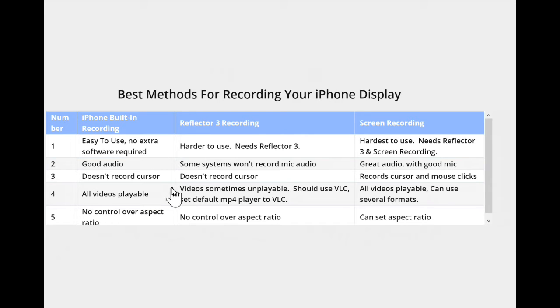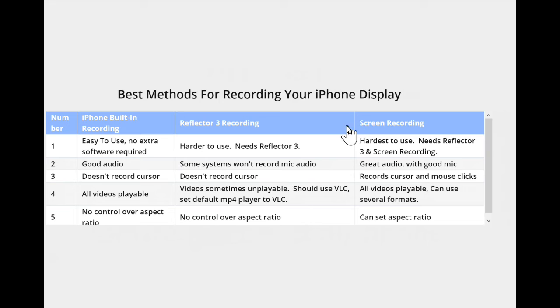My experience with Reflector 3 is that the videos are sometimes unplayable. And I did some research on the internet, and it may help that problem if you install the VLC player, which is free, and you set the Windows default MP4 player to VLC. That may help the unplayable video problem. And then lastly, with Reflector 3 recording, you have no control over the aspect ratio. It pretty much makes a square recording when you use it.